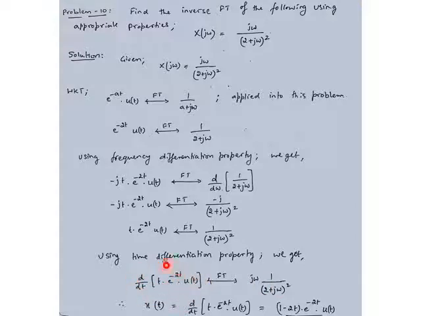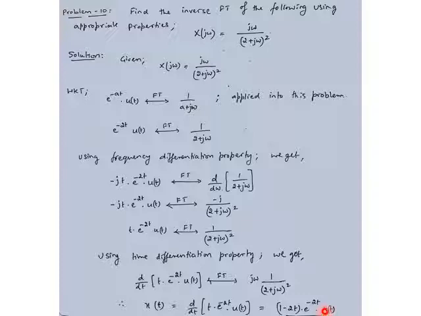Therefore, d by dt of t into e to the power minus 2t into u of t: the differentiation of u of t is u of t itself, but the differentiation of t into e to the power minus 2t is 1 minus 2t into e to the power minus 2t. We can directly take the differentiation of this term and get the simplified answer. So x of t is equal to 1 minus 2t into e to the power minus 2t into u of t.